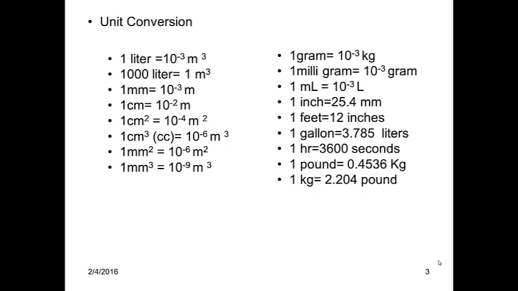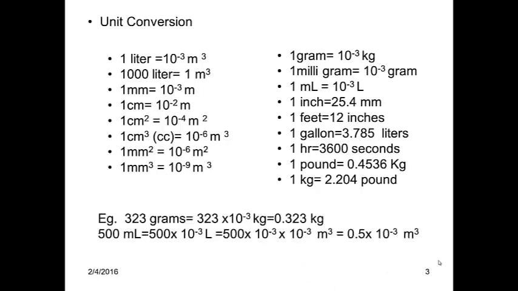For example, if you want to convert 323 grams into kilogram, you have to multiply with 10 to the power minus 3. Another example, if you want to convert 500 milliliters to meter cube, you have to convert milliliters to liters by multiplying with 10 to the power minus 3, and then again with 10 to the power minus 3.